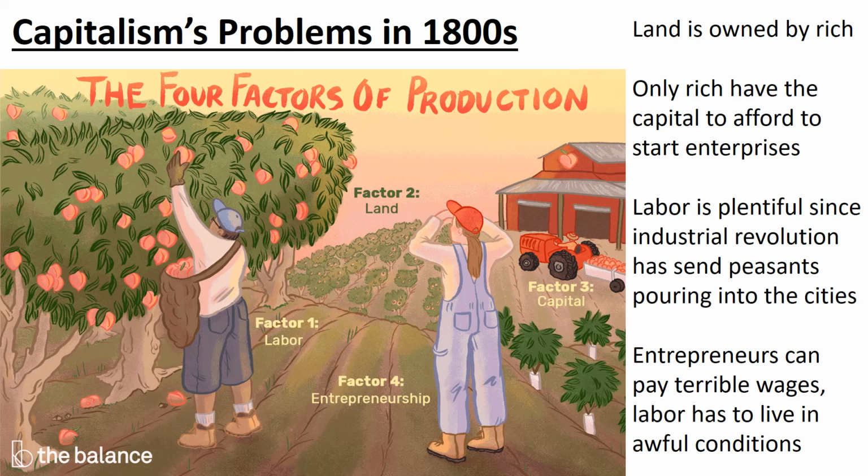And that group of people are also the only people who have the capital to be able to start enterprises, to run businesses. So the rich are controlling the land, they're controlling the capital. Now, one of the other problems is that labor has not much it can do because labor is super plentiful.